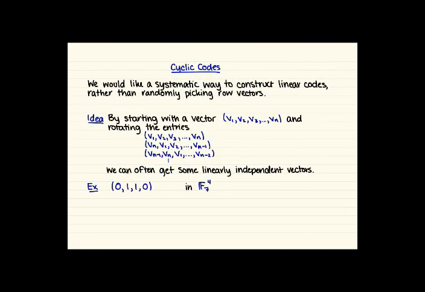So now we're going to look at a way to generate linear codes rather than just randomly picking some row vectors and hoping they work out nicely and are linearly independent. So the idea for cyclic codes is that if we start with some vector and then start rotating the entries, we can often get some linearly independent vectors. So this is one way that we can easily get some linearly independent vectors for the rows of our matrix.